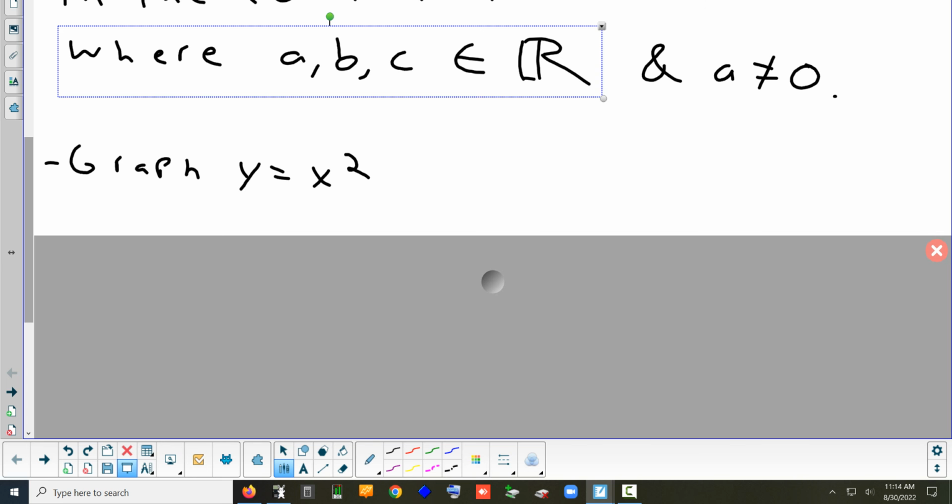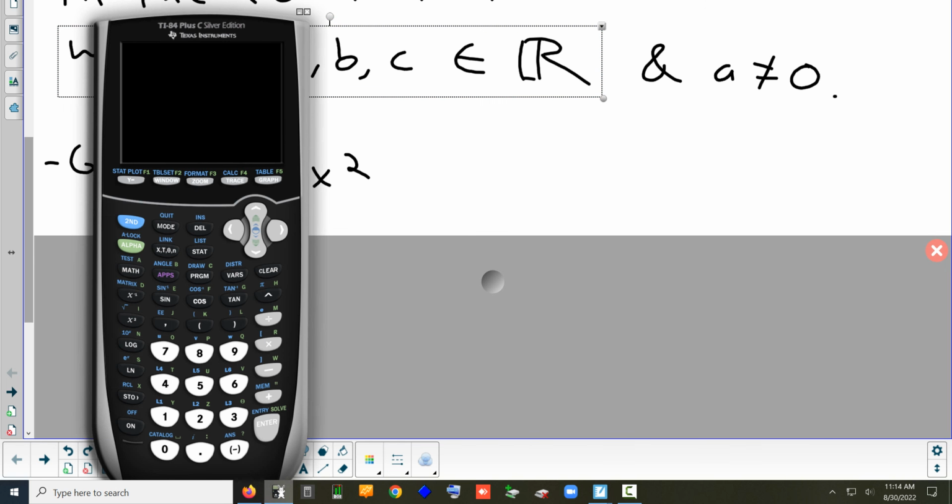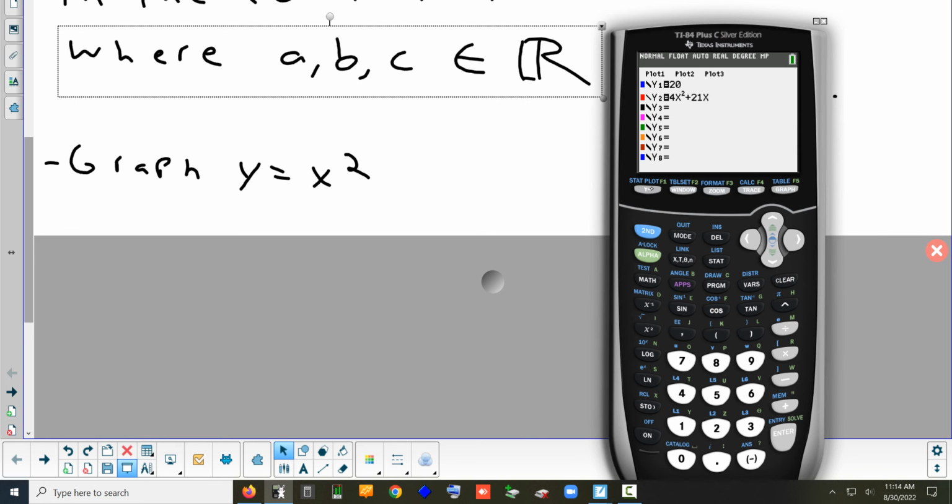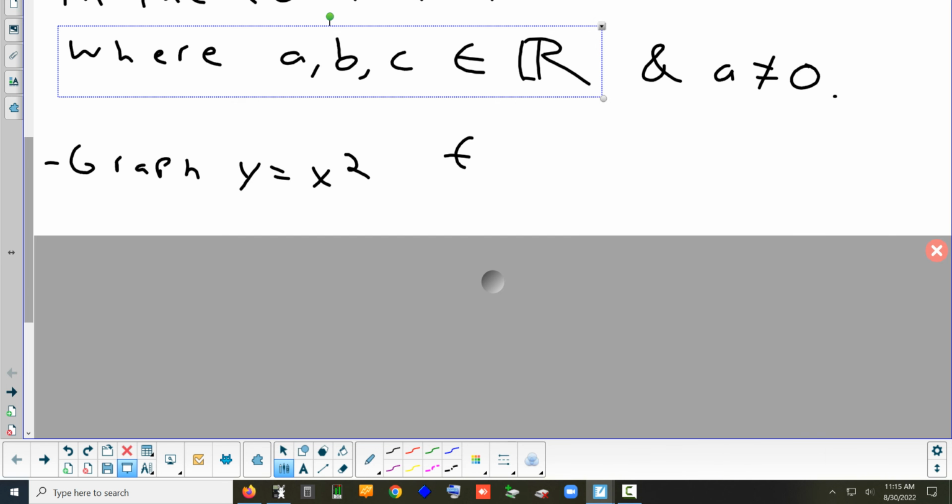So let's look at what happens when we graph y equals x squared. If you have anything else in there, you can clear it. Type in x squared. Standard window will be fine for the zoom. And there you go. That's what you get. So basically what we just graphed is this.